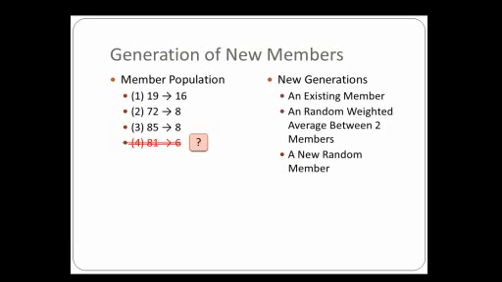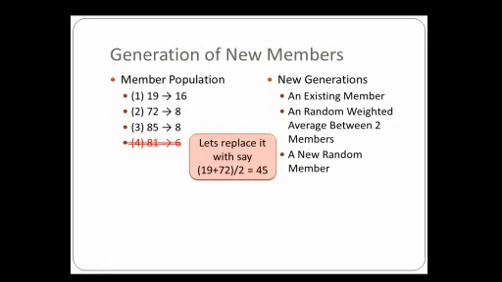Now, the way it generates new members is it ranks them. 6 is the worst member now. It will kick it off the list and try to generate a new member for the 4th one in my population. In generating those new members, it's either going to choose a random weighted average between 2 of the members, or it's going to choose a new random number.